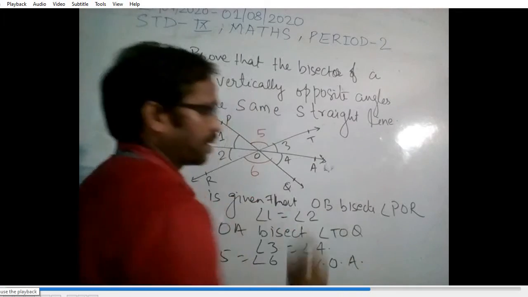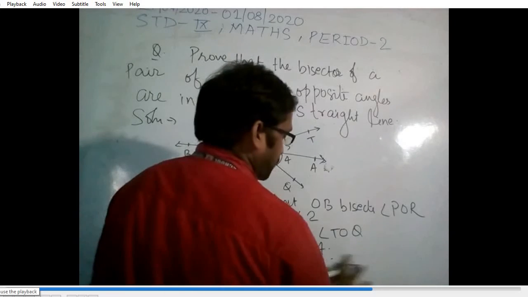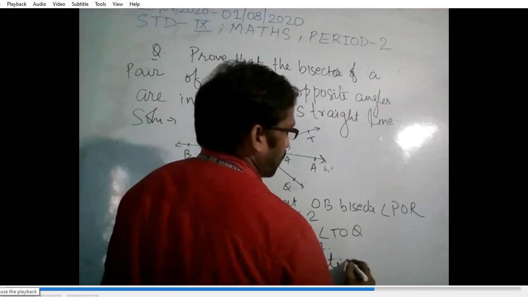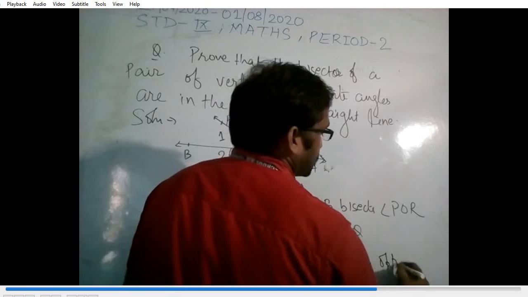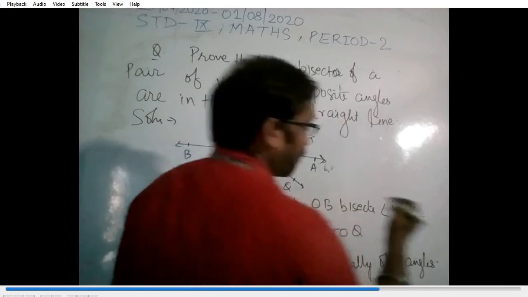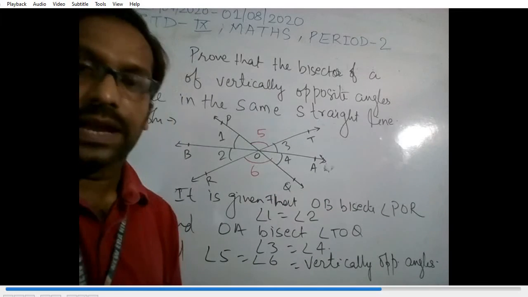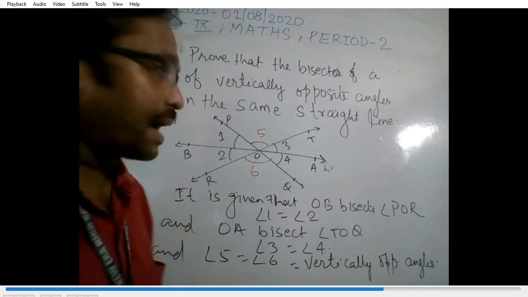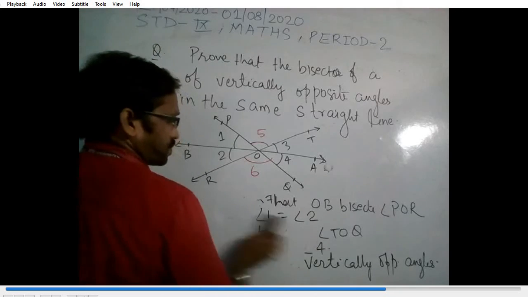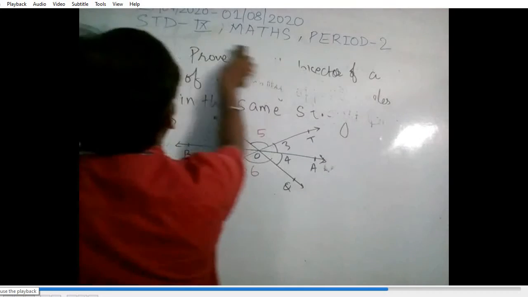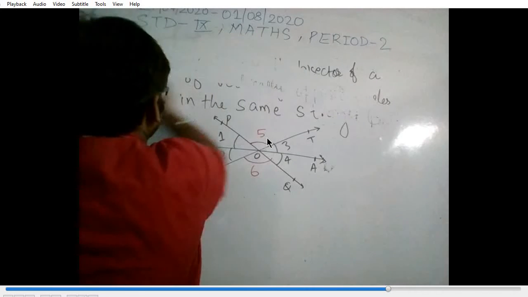So we can say that vertically opposite angles. I'm writing the full form here because the abbreviation will be confusing. Now I have to prove that AB is a straight line. So that means angle 1 plus angle 5 plus angle 3. We just need to prove here that angle 1 plus angle 5 plus angle 3 is equal to 180 degrees, or angle 2 plus angle 6 plus angle 4 is equal to 180 degrees. Either I prove 1, 5, 3 or 2, 6, 4. If these angles sum to 180 degrees, then it is a straight line.